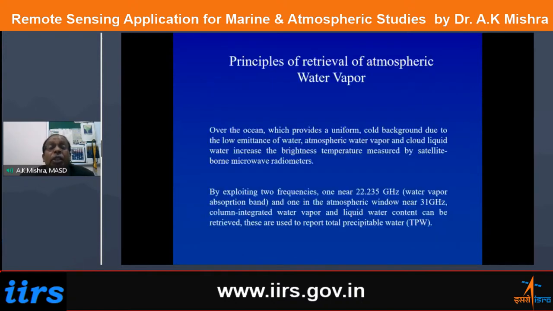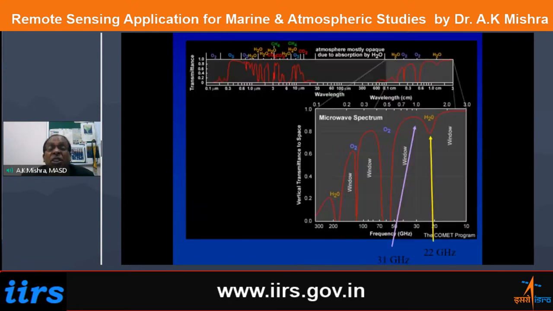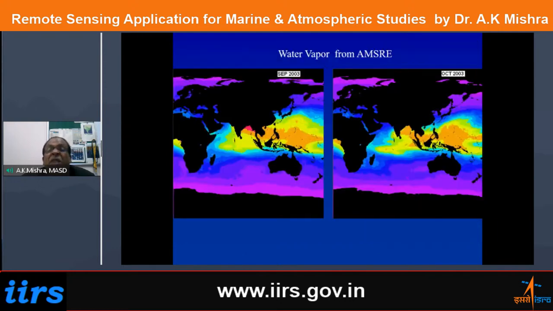So already we have discussed the principles. So this is the atmospheric water vapor. One is showing the absorption, transmission is more, another is transmission is very less. So if you are taking information in two different wavelengths, you will get the amount of water vapor that is present in the atmosphere.